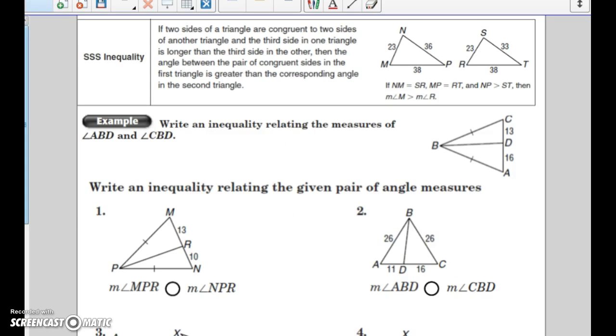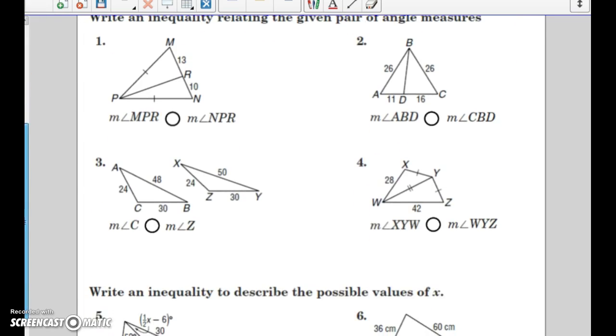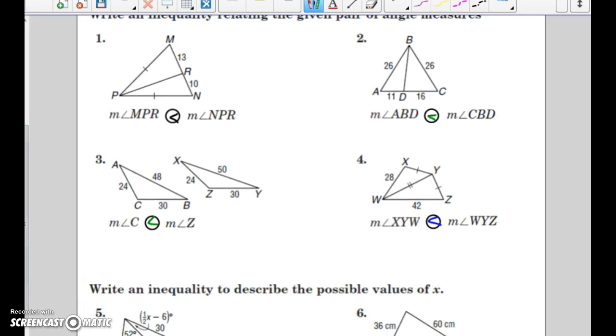All right. Back side. Same thing. 1, 2, 3, and 4. MPR is across from the 13, and NPR is across from the 10. So 13 is bigger than 10. Then angle C is across from the 48, and angle Z is across from the 50. Very good.